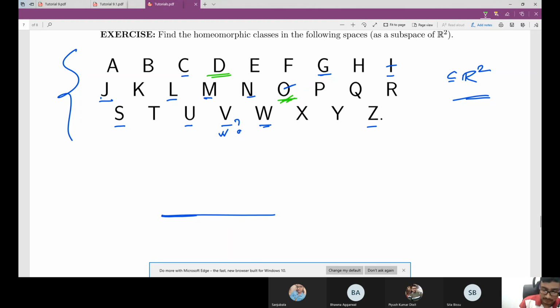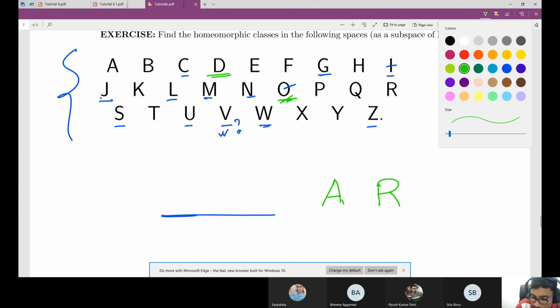Fine. Now look at A. This is your A and this is your R. Are they homeomorphic? Yes, sir. Therefore, A and R are homeomorphic. But P, A and R are not homeomorphic. Means P and A are not homeomorphic. Okay. P and Q are not homeomorphic.